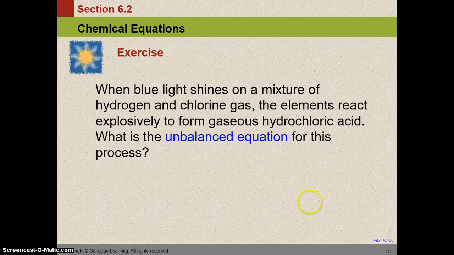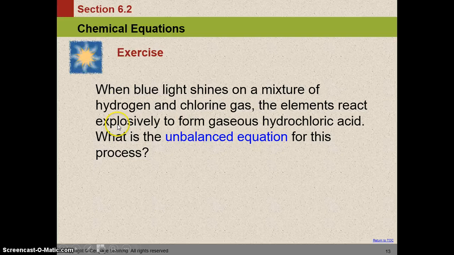So what you do is you just have to decode what's in here. When a blue light shines on a mixture of hydrogen and chlorine gas, so those are the things you're going to write down, and the word "and" is going to be a plus sign. Remember that hydrogen and chlorine are both diatomic, so it's H2 and Cl2. It tells you that they're gaseous. Not always do they tell you that. When they do tell you, you have to make sure you put it in the equation. I'll show you the example in just a minute.